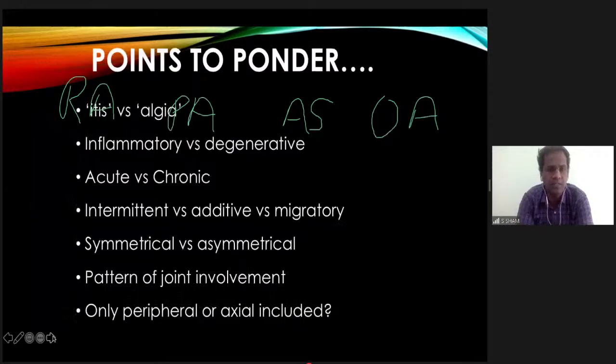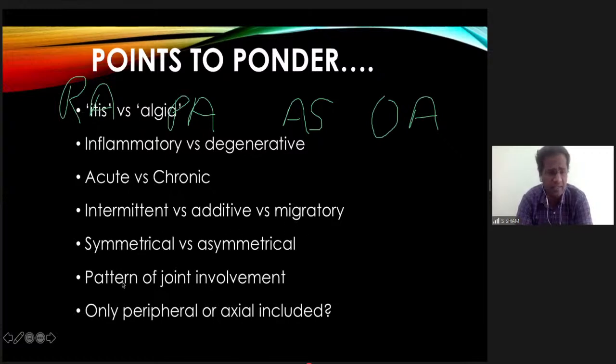Coming to summarizing, see whether the patient has a frank swelling, synovitis, or it is just simple joint pain. So we call it either arthritis or arthralgia, whether it's inflammatory or degenerative, whether it is acute or chronic. Something monoarticular, like gout or crystal arthropathy, might be acute, or septic. Usually these are subacute or chronic in nature. Whether it's intermittent, episodic, like gout or some forms of infection like Lyme arthritis, or additive like rheumatoid, or migratory like rheumatic fever.